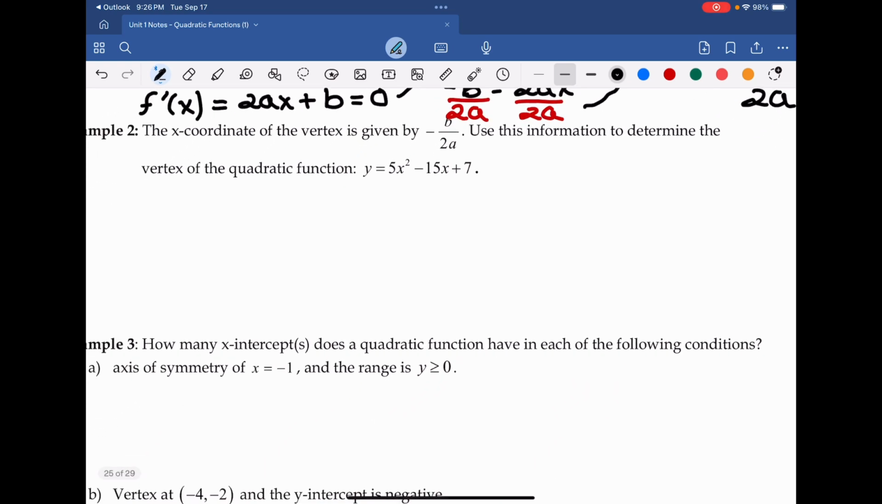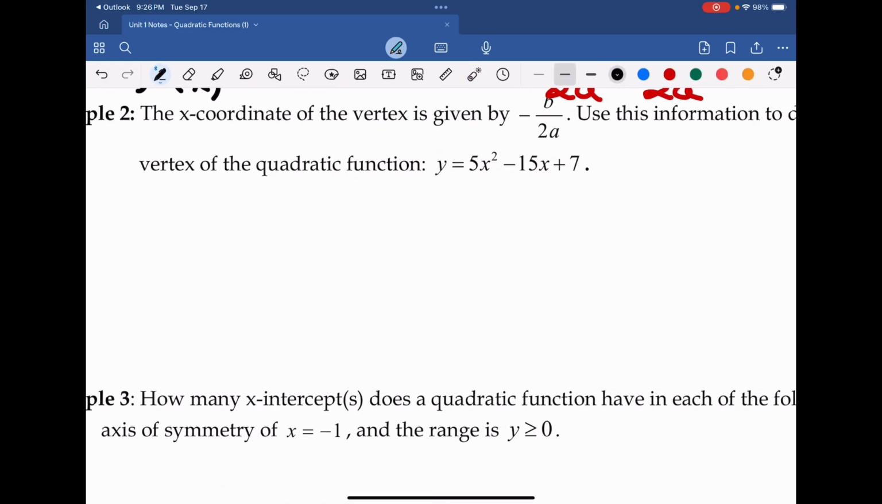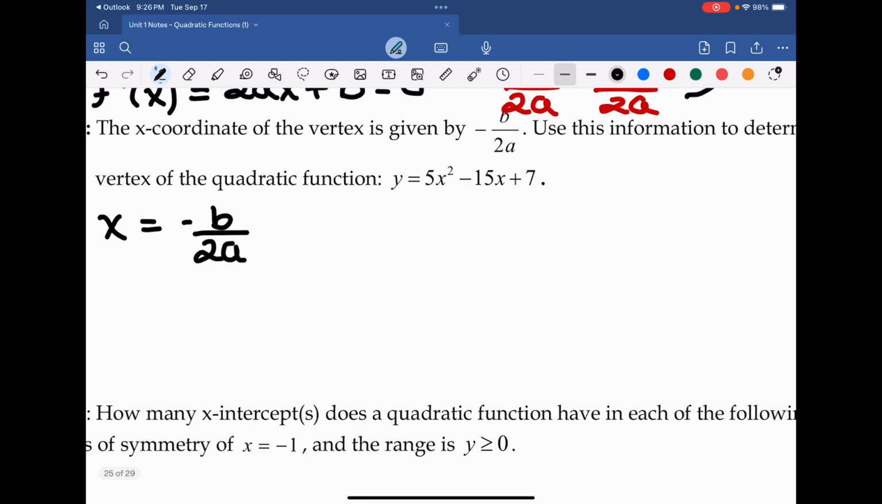Now, when they say use this information to get our x, simply put, what we're going to do is identify the a, b, and c so that we can plug them into the formula that they gave us, or that we just derived, and then we can solve for x. So step number one, if we know x is equal to negative b over 2a, let's identify the a. The a is equal to 5. It's the first coefficient, or the x squared coefficient. The b is equal to negative 15 because we take the sign with it, and that's the one in front of x. And then c, or the constant term, is equal to 7.